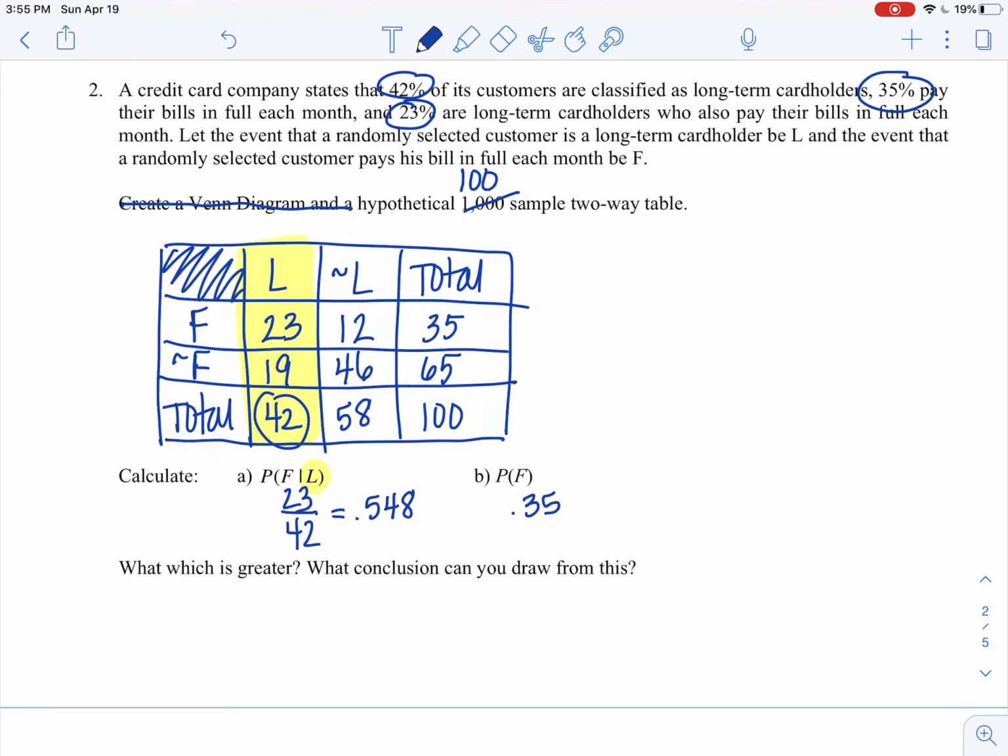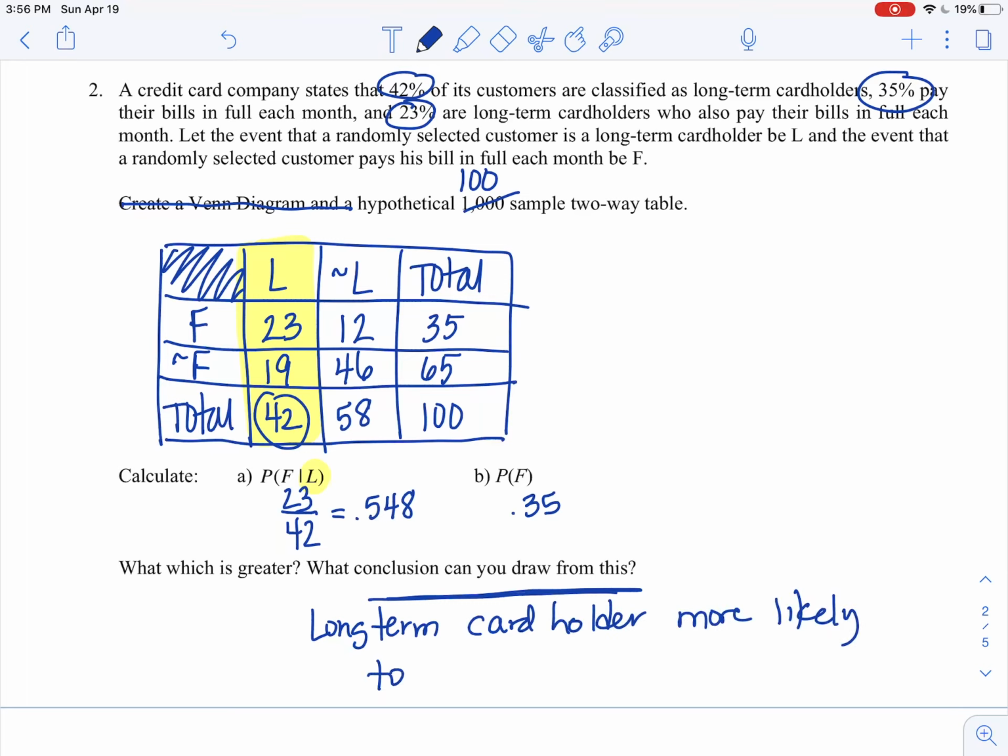So you can see there's a greater chance that someone's going to pay their bill in full every month if they're a long-term cardholder as opposed to if they're just somebody in general. That's the conclusion we can draw from this. Okay, long-term cardholders more likely to pay their bill in full a month.